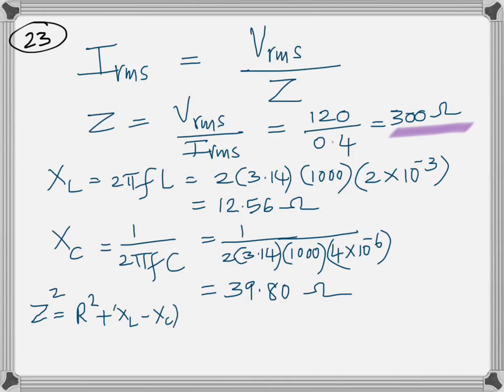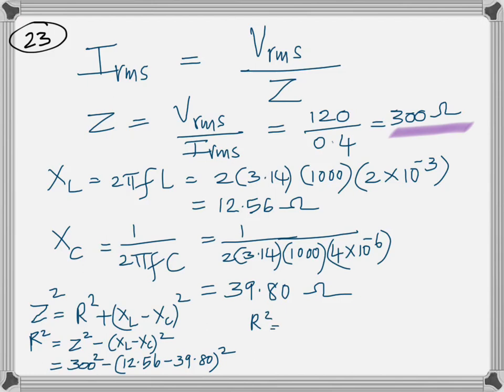I don't like to write the square root, so I wrote Z squared is equal to the same thing. Make R squared the subject. This is a lovely and very important question, because it has all the concepts in it. Did you notice? You have to use XL, you have to use XC, you have to know IRMS is VRMS by Z, everything. 299.87 ohm is the answer.